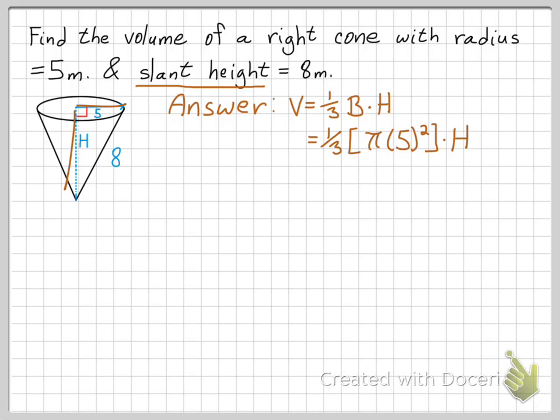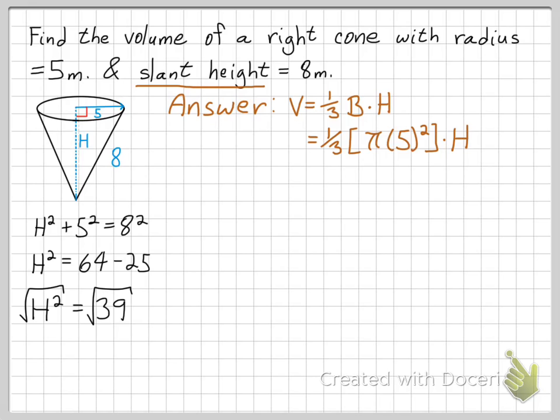But we can see that this forms a right triangle, so we can use the Pythagorean theorem to find out the height. So we have h squared plus 5 squared is equal to the hypotenuse squared. So h squared plus 5 squared is equal to 8 squared. Or h squared is equal to 64 minus 25, right? Because 8 squared is 64 and 5 squared is 25. And you subtract both sides by 25, and you get h squared is equal to 39.